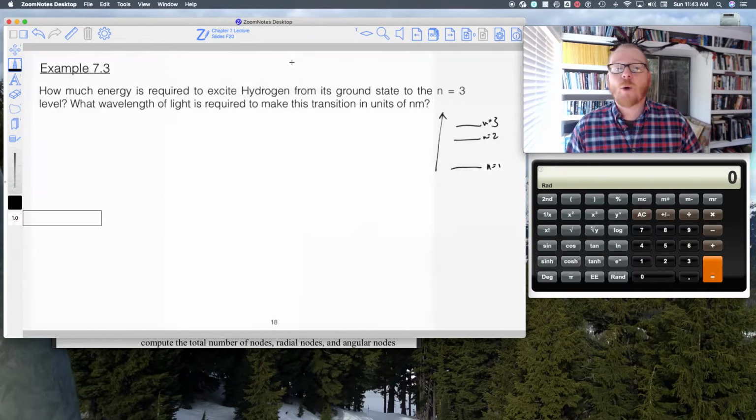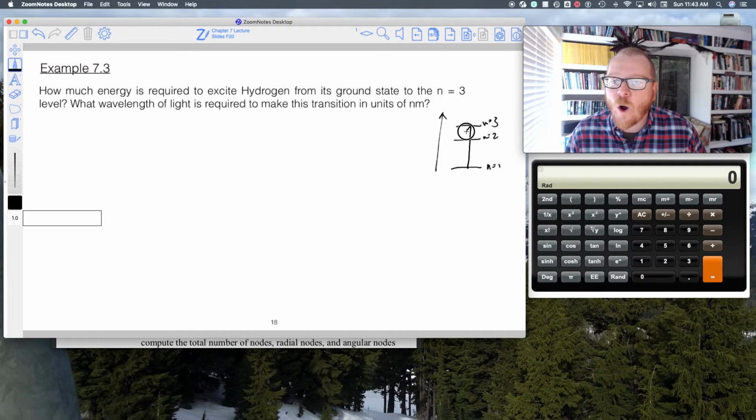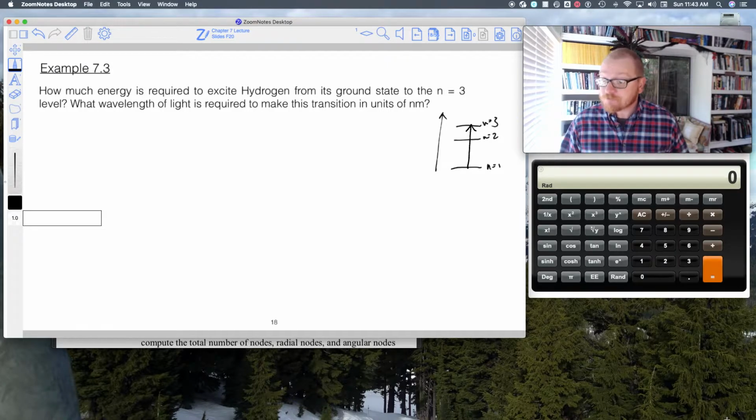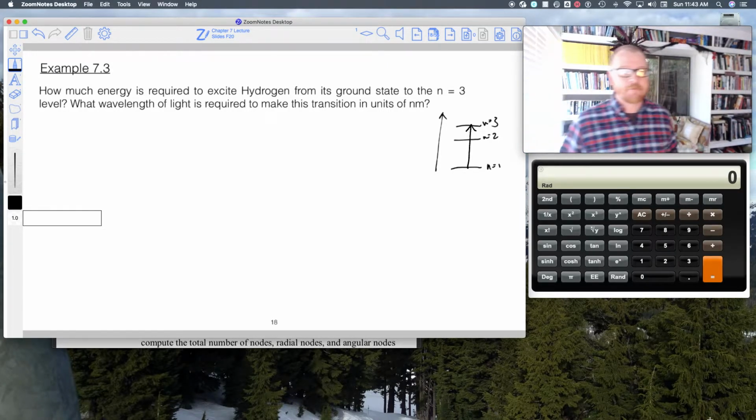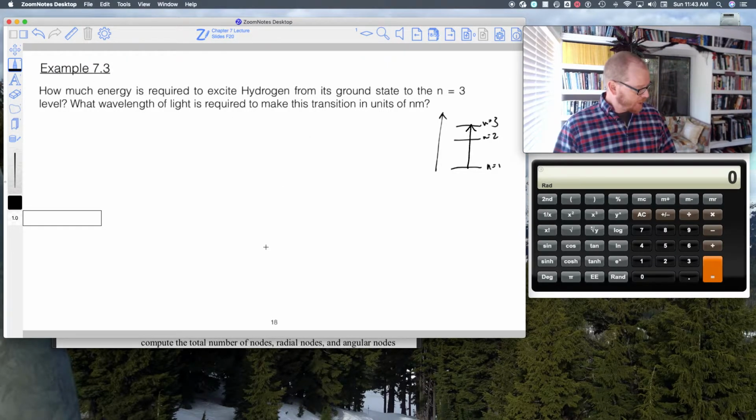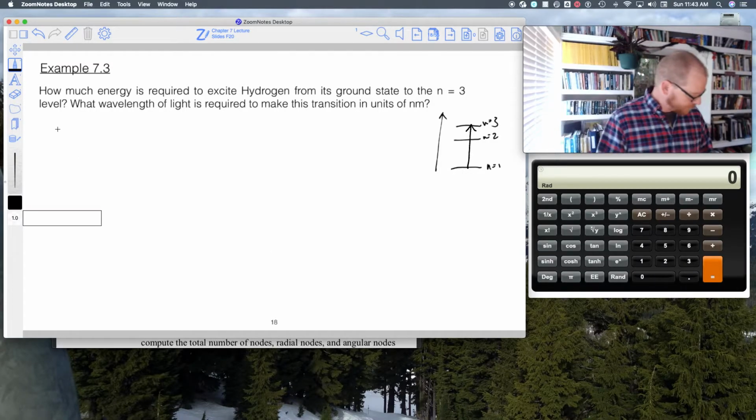However, what this question is asking is, suppose I want to very specifically only use enough energy to go from level 1 to level 3. We can also do that. So how much energy is required? That's going to be our Rydberg equation, and this is how that equation is going to go.